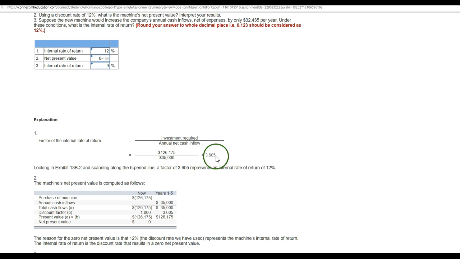3.605. We need to use this factor and go to one of the present value tables to find the interest rate. So we need to go to table 13B-2 and scan along the 5-period line. When we use that table and look up this factor along the 5-period line, we're going to end up under the 12% column. Let's see how that's done.